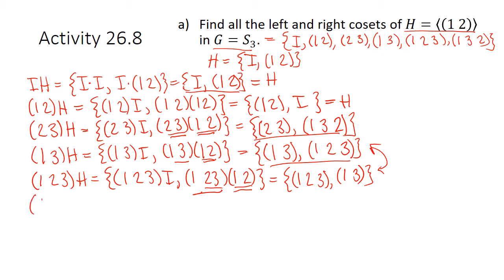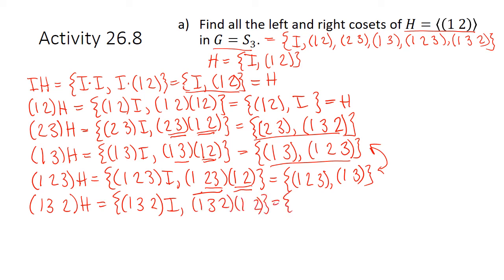And then finally (1 3 2). This is going to be (1 3 2) times I, and then (1 3 2) times (1 2). So we get (1 3 2), and then, 1 moves to 2 in here, and then 2 moves back to 1. So 1 doesn't move at all in there.